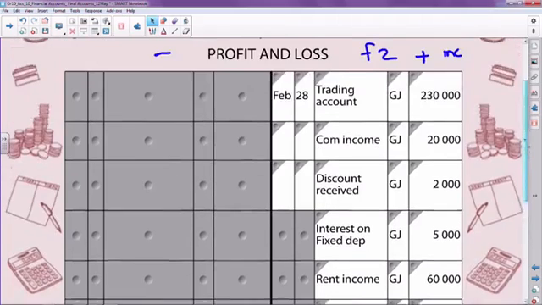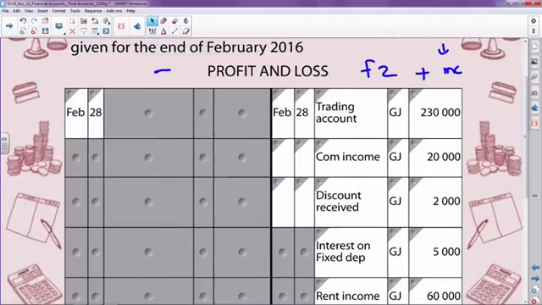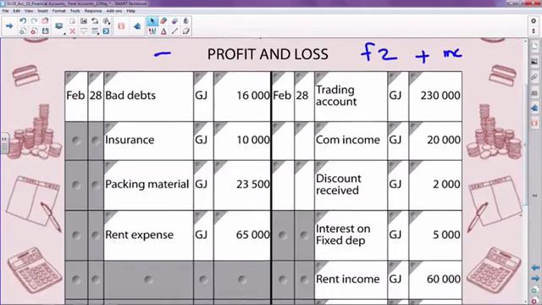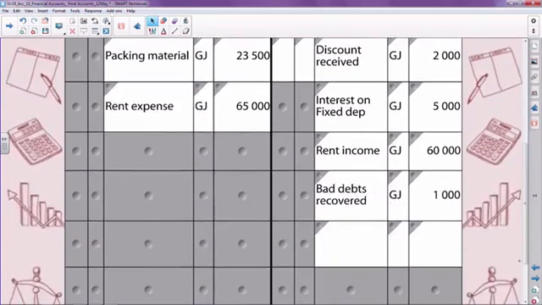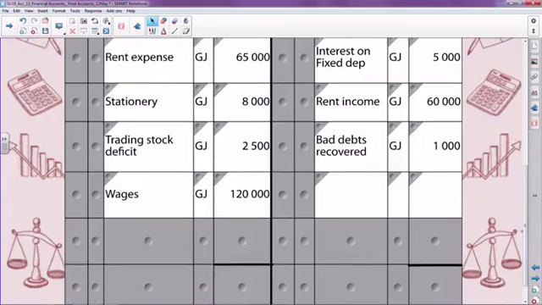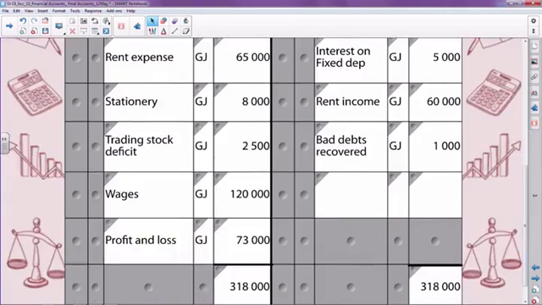But now, all your expenses will be listed February 28th. And you'll list all of them here on the debit side. Your bad debts, your insurance, the totals will all be just transferred here. Your rent expense. Let's quickly finish up. Your other expenses will be, let's just quickly check here. Your stationery, your trading stock deficit, your wages, all of them will be shown on the debit side. And then I need to take the bigger side, which will be your income, take it over to the other side, and then I can calculate my net profit and loss.